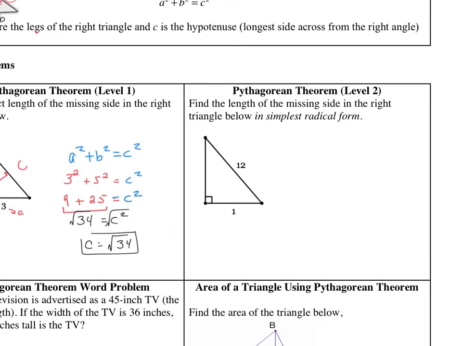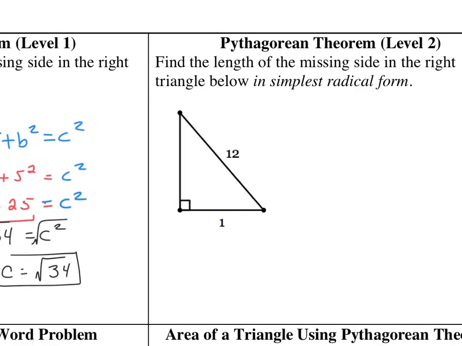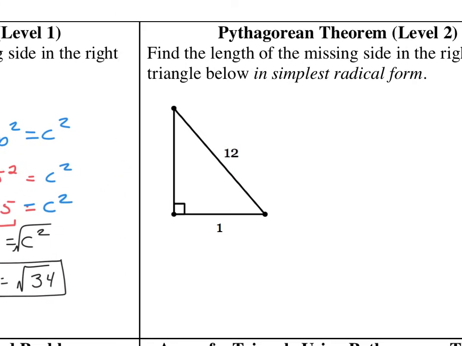Find the length of the missing side in the right triangle below in simplest radical form. So the first thing I do is label my sides A, B, and C. Remember, the side across my right angle is always C. So I have my A and my B. Now I'm going to substitute them into my formula. So a squared plus b squared equals c squared.